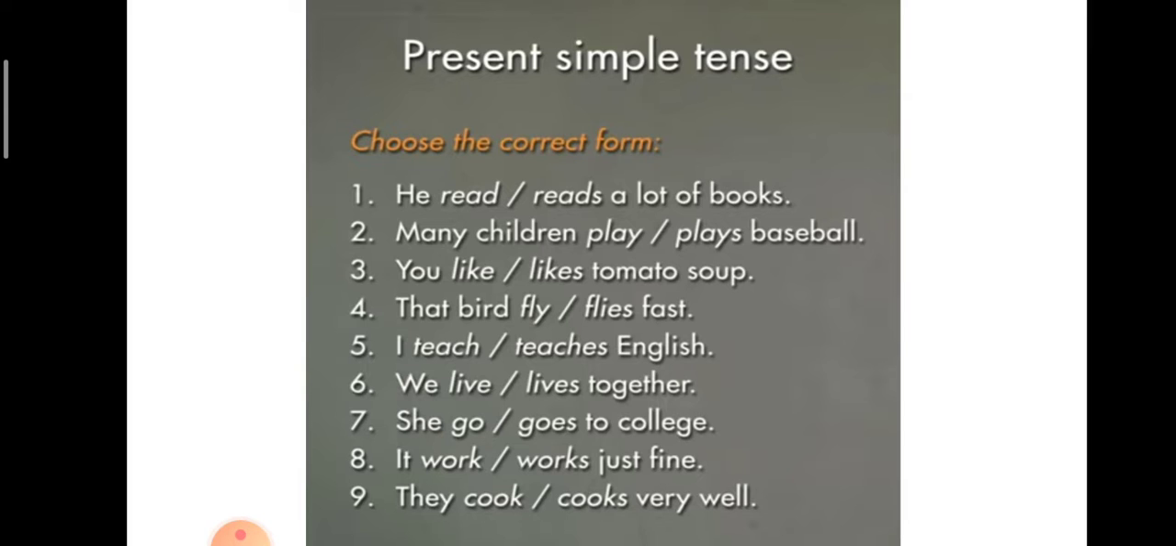So, just pause the video and work this out. I told you before that if it comes to I, you, we, they, it will not add s to the root verb. He, she, it will add s to the root verb. Just notice this sentence and work it out on a piece of paper. Let's check that the nouns you have changed are correct.